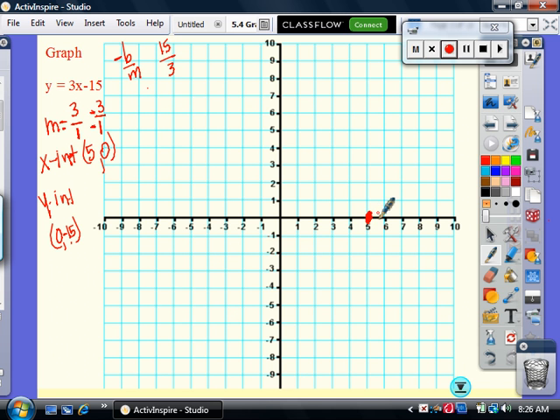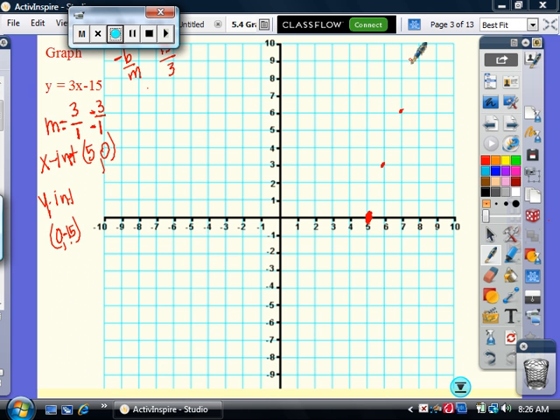You can go from whichever one you want to, the -15 or the +5. But we're going to go up 3 and to the right 1 to generate some more points. The more points we have, the more accurate our line will be, because we can use our ruler and make it straight. Then I can go back to 5 and go down 3 and to the left 1, down 3 to the left 1. Alright, generate you a line using the slope. Go from 5, go up 3 and to the right 1 a couple of times, and then go down 3 and to the left 1.